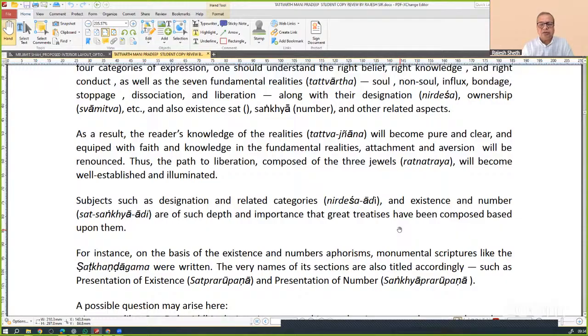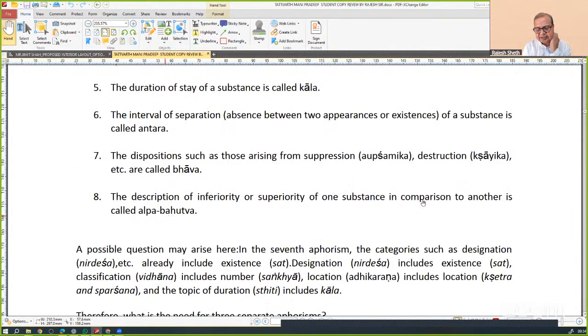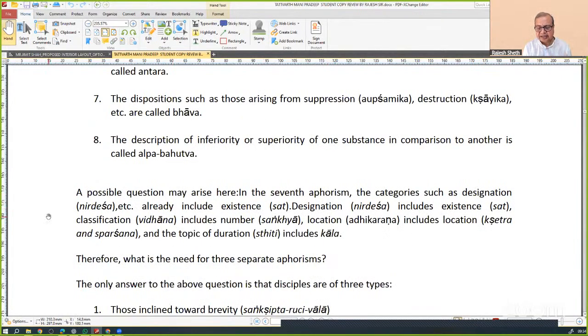All these overlap each other, as is explained in the next paragraph: in the 7th aphorism, the categories such as designation, etc. already include existence. Designation includes existence, classification includes number, location includes location and sparsha, kshetra and sparsha, and the topic of duration includes kal. So these are all overlapping.